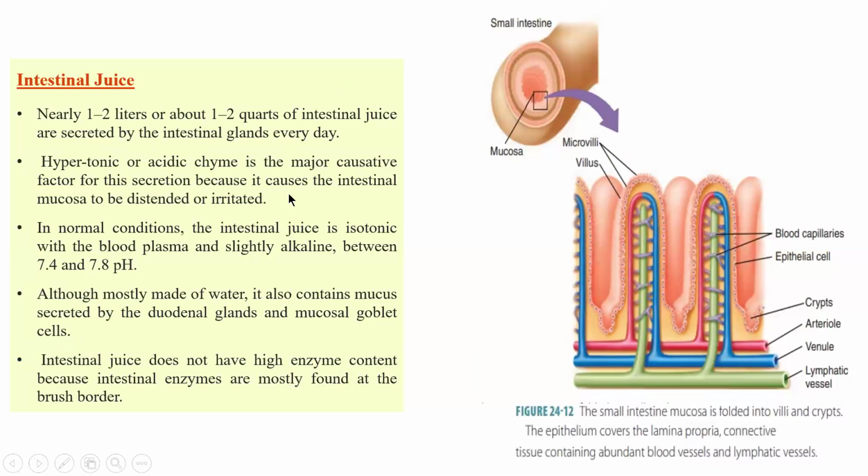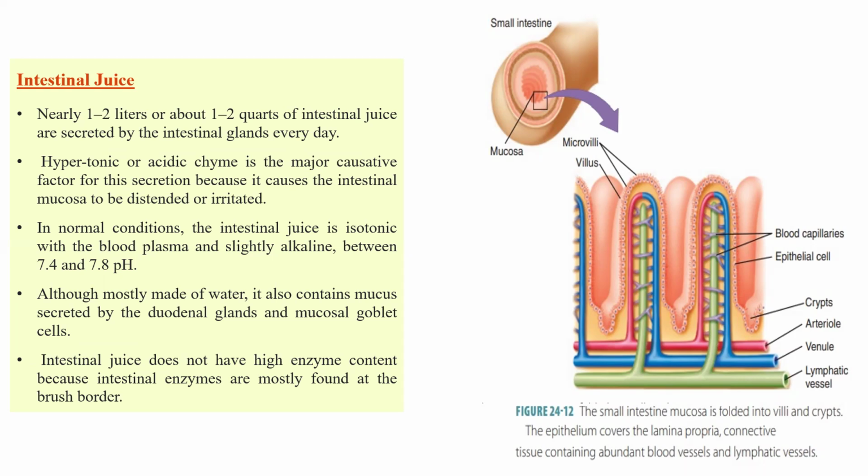Now, the intestine secretes nearly 1 to 2 liters, or about 1 to 2 quarts, of intestinal juice, secreted by the intestinal glands every day. Hypertonic or acidic chyme is the major causative factor for this secretion because it causes the intestinal mucosa to be distended or irritated because of the acidic nature of chyme. In normal condition, the intestinal juice is isotonic with the blood plasma and slightly alkaline, between 7.4 and 7.8 pH, which helps in neutralizing the acidity of chyme from the stomach.